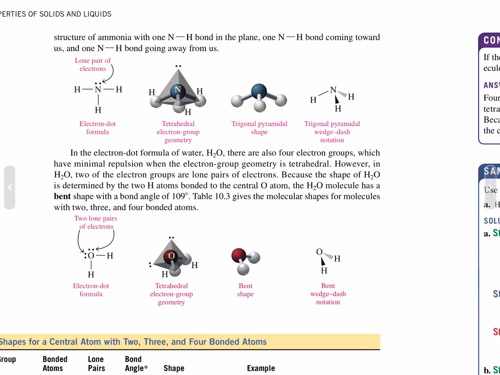In the electron dot formula of water, H2O, there are also four electron groups which have minimal repulsion when the electron group geometry is tetrahedral. However, in H2O, two of the electron groups are lone pairs of electrons. Because the shape of H2O is determined by the two hydrogen atoms bonded to the central oxygen atom, the H2O molecule has a bent shape with a bond angle of 109.5 degrees. Table 10.3 gives you the molecular shapes for molecules with 2, 3, and 4 bonded atoms.